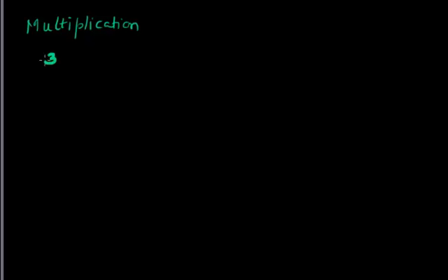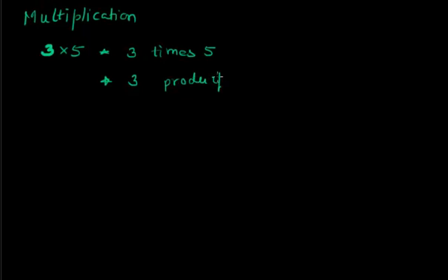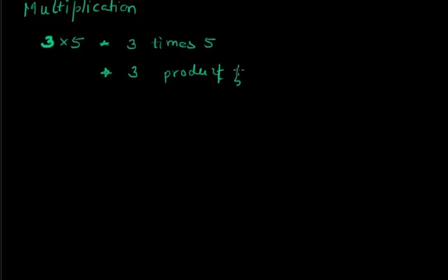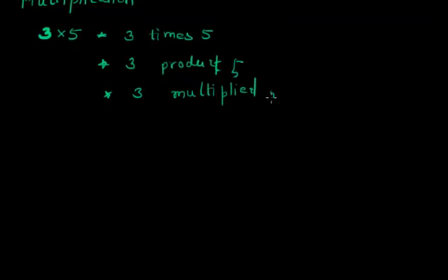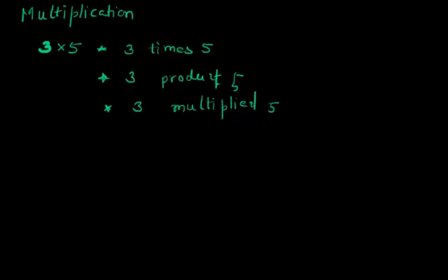Multiplication can be expressed in so many ways. Suppose you have 3 times 5. We can write it or read it as 3 times 5. It can also be read as 3 product 5. It can also be read as 3 multiplied by 5. It simply means the product of 3 and 5, or 3 taken 5 times.